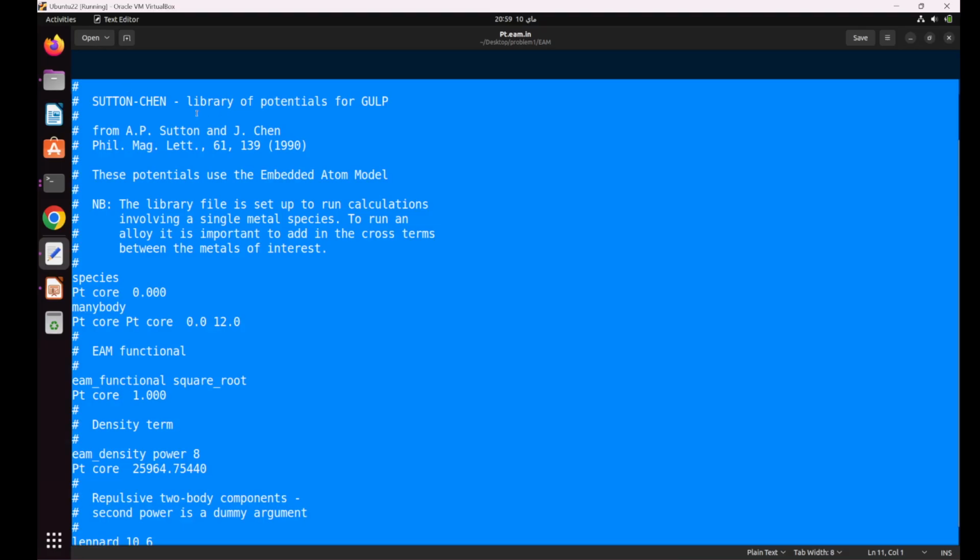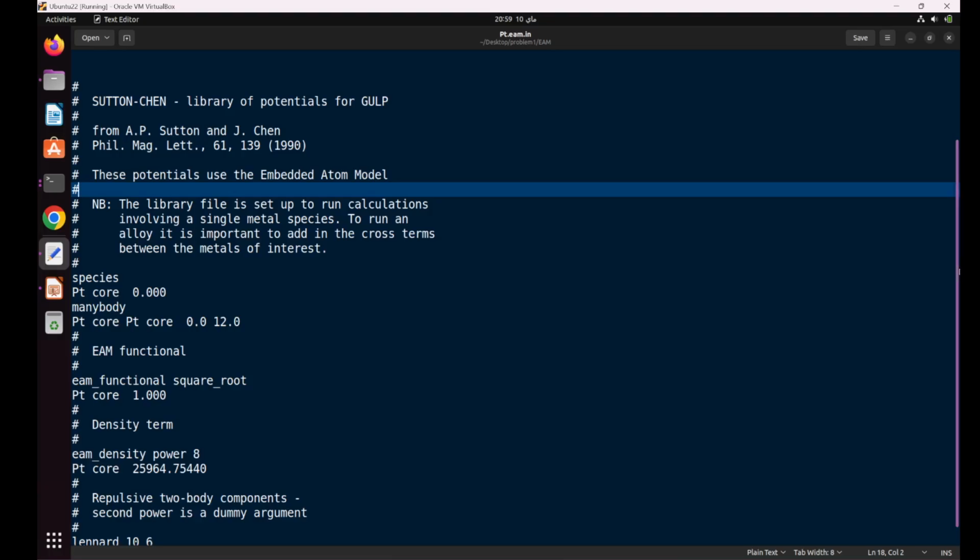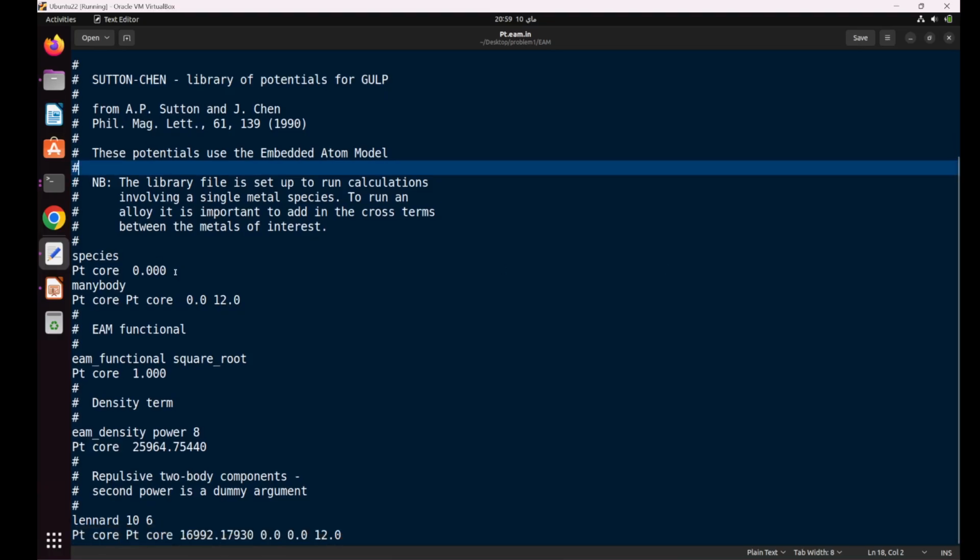And by the way, I copied this block from the Gulp library. Gulp has very nice libraries for some of the famous potentials, which you can use right away. This is not really the topic of this exercise, so we will not discuss it. But what I have done here is literally copy-paste this from the provided libraries of Gulp, right?